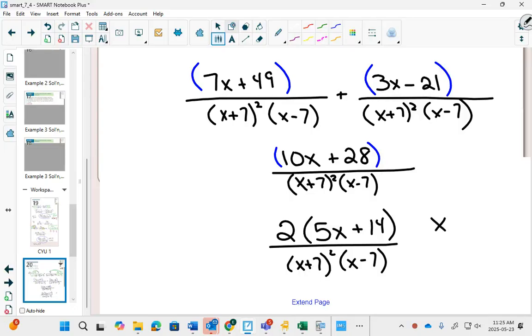Again, the textbook says the non-permissible values. X can't equal negative 7 and x can't equal 7 are two non-permissible values.